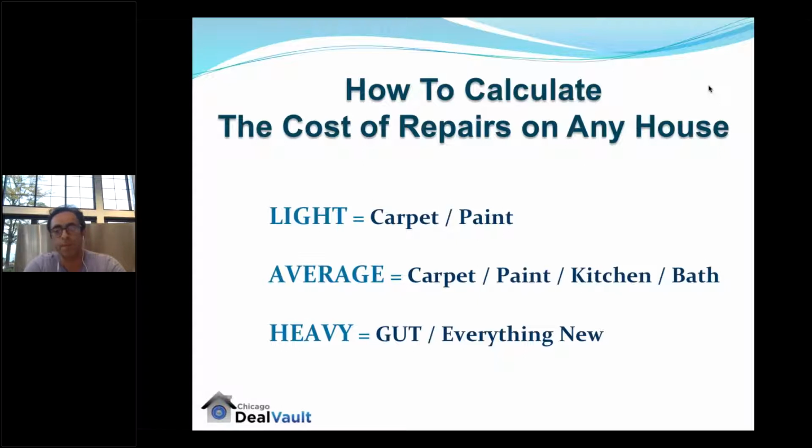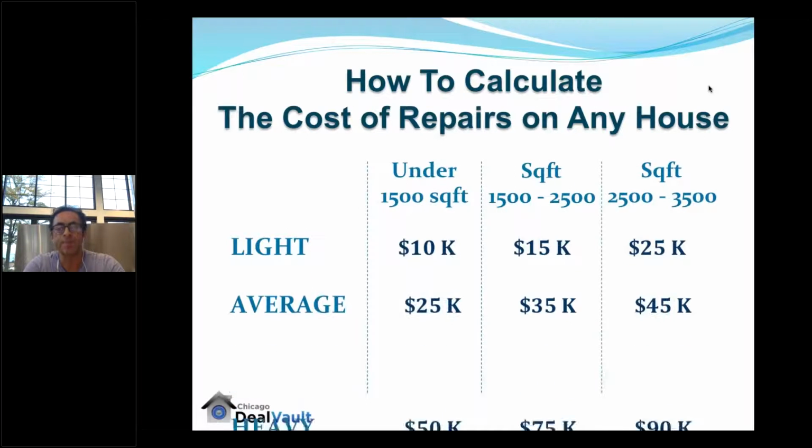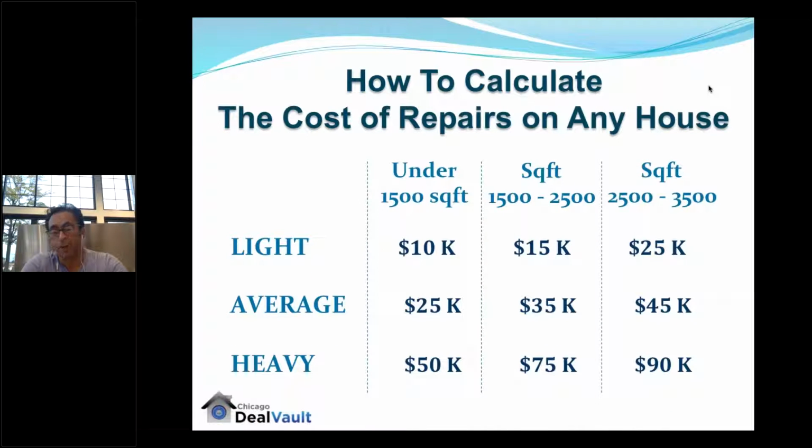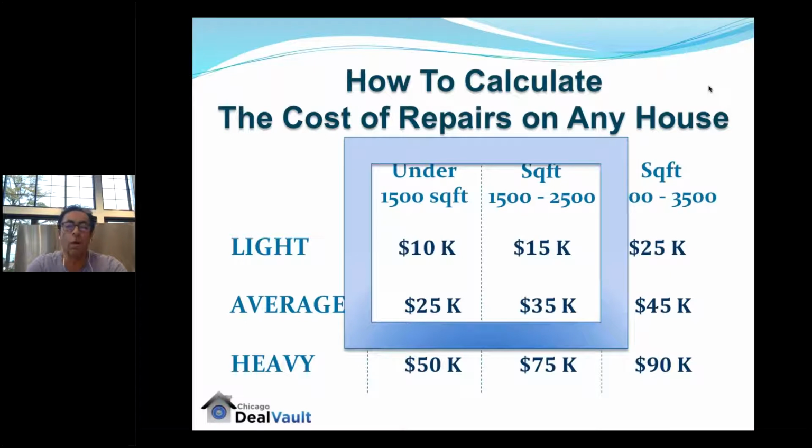So what that means is that we created this cheat sheet for you, okay? I want to make sure that you focus on properties that are less than 2,500 square feet, because guess what? If it's a light rehab for a 2,000 square feet property, boom, 15,000. Even if it's a light rehab, the minute you open up the doors, boom, 10 to 15,000. Okay, no questions asked.